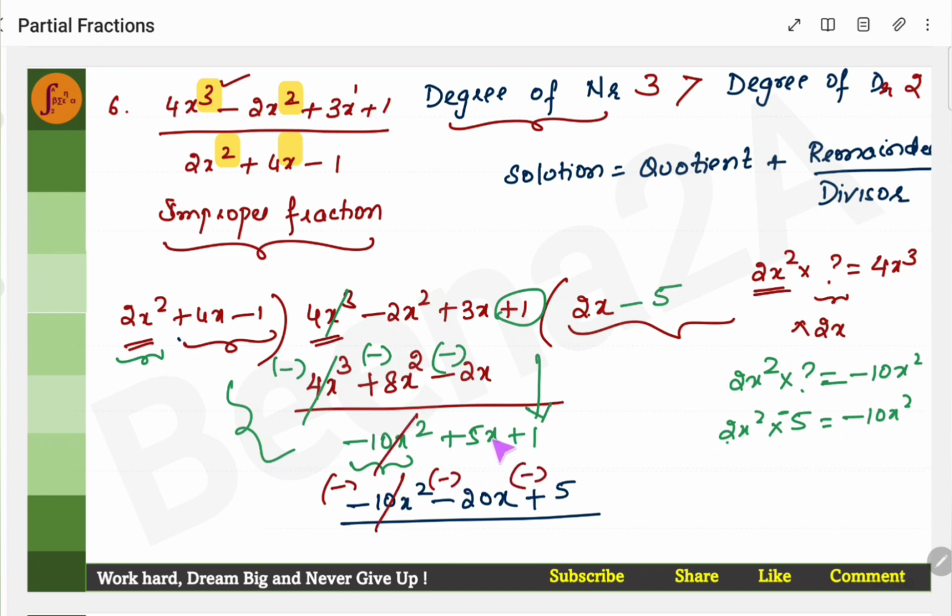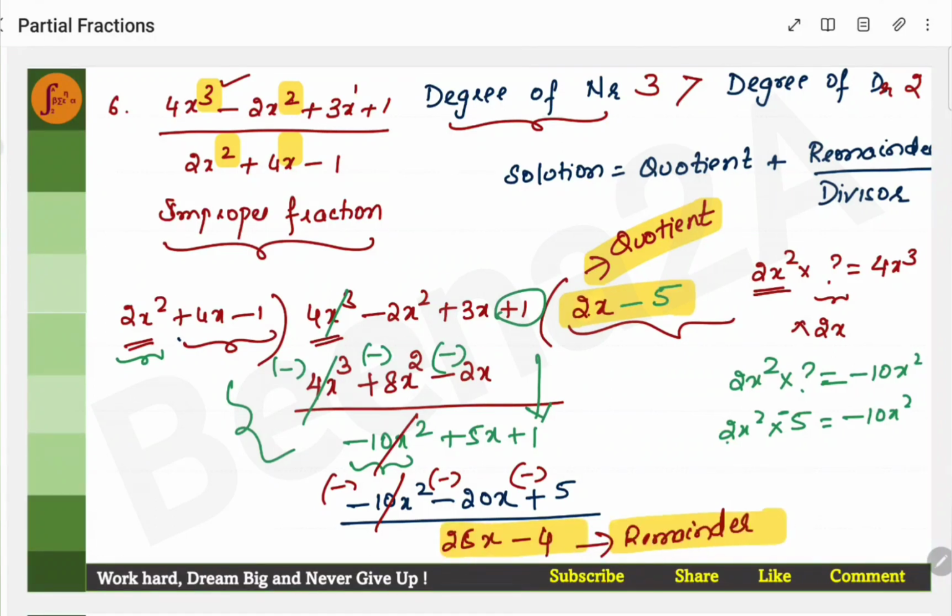This will get cancelled. 5x, minus into minus is plus. 5x plus 20x is 25x. 1 minus 5 is minus 4. So this is the remainder. This is the quotient and this is the remainder.